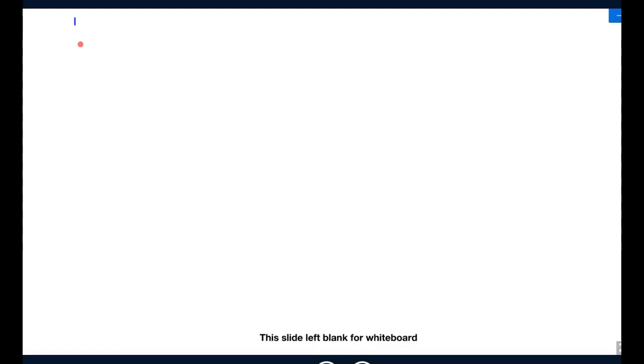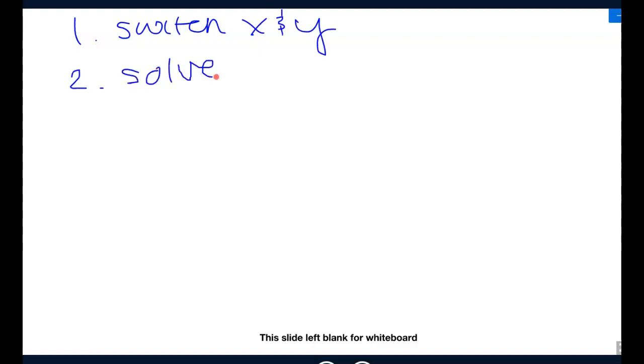Exactly. So first thing you do is switch x and y. Yep, and then solve for y again. So you switch x and y, and then you solve for y. It gets a little bit trickier when it's not linear. So let's look at a non-linear inverse.